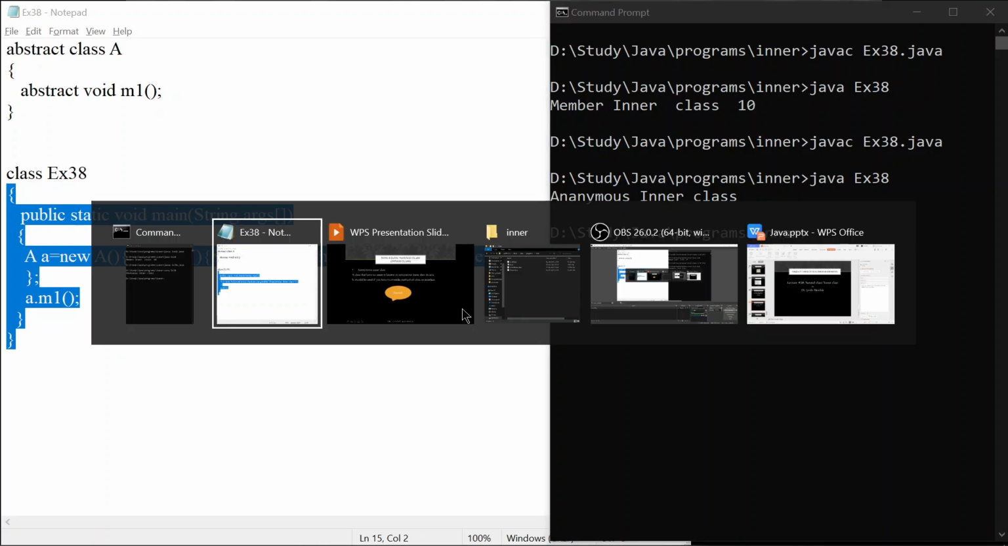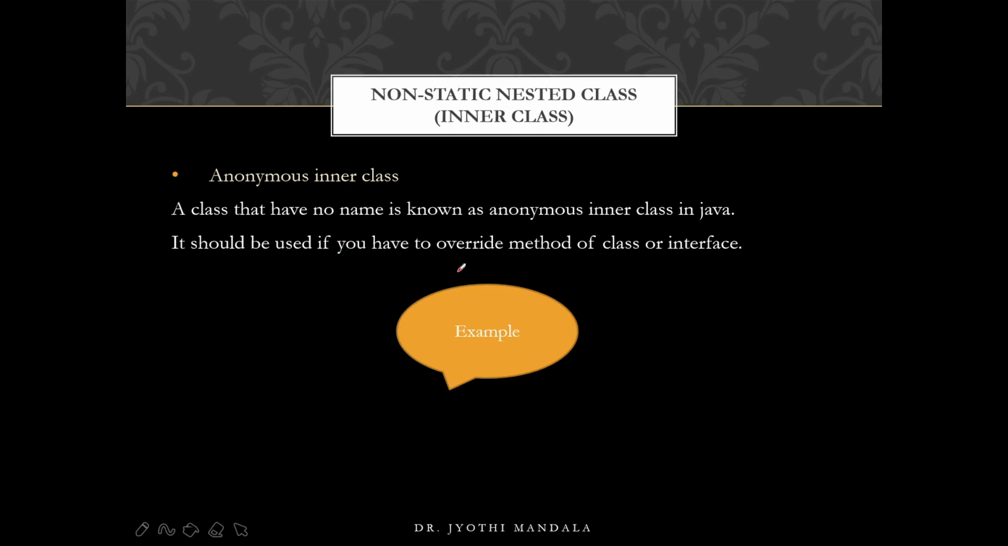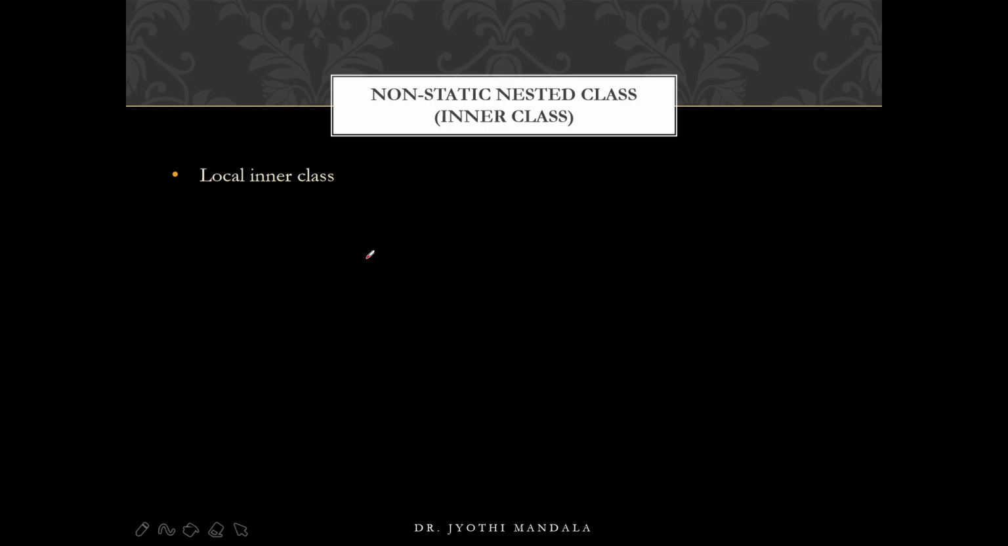Got it, all of you? So this is the second category of creating the inner class. And we have a third category, which is the last category, which is nothing but local inner class. Local inner class is nothing but a class that is created inside a method. That means outside a method we have created, that is your first type. But the third type is inside a method.